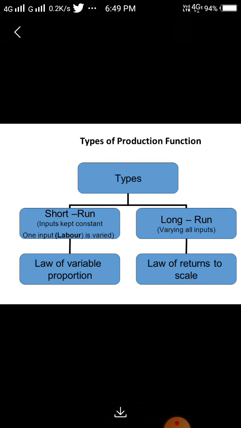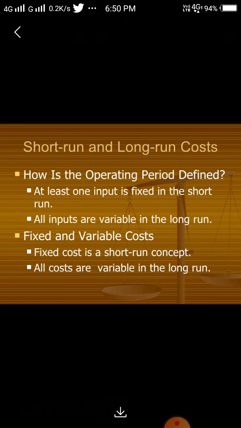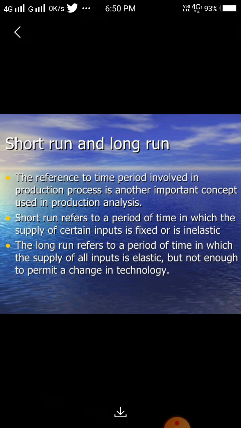Law of variable proportion, law of returns to scale, right? So you understand the short run, which I have already explained. Short run and long run cost. How is the operating period defined? At least one input is fixed in the short run, but all inputs are variable in the long run. Means in the long run the fixed assets and fixed inputs and the variable inputs can both be changed, right? Fixed and variable cost: fixed cost is a short run concept, and all costs are variable in the long run, right?